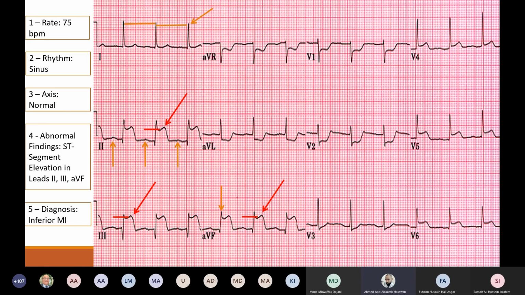I think it's 3.5 or almost 4. Let's say 4. So the rate is 300 over 4, so this is 70 beats per minute. Okay. Now, is it sinus rhythm?